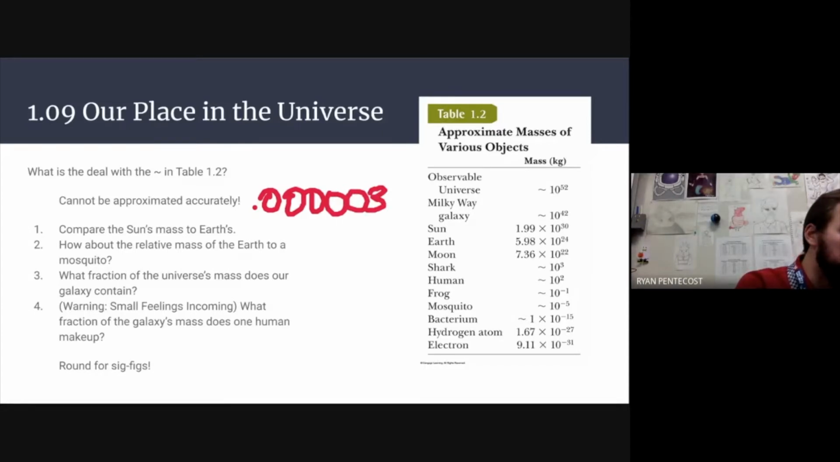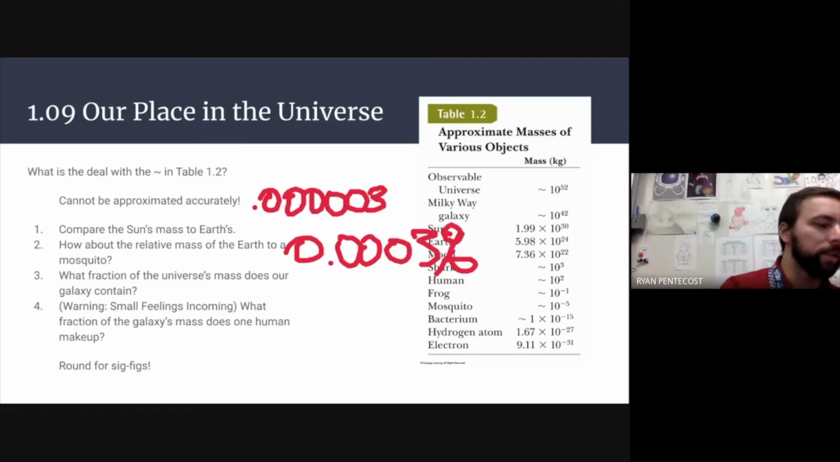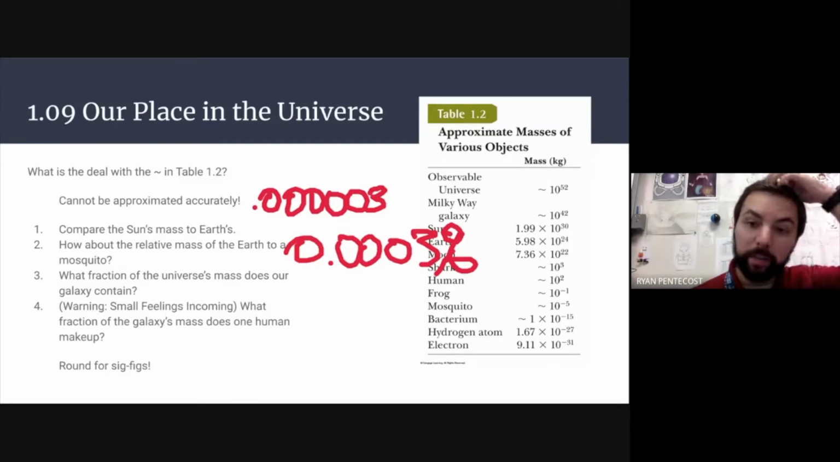So if we take out 2 zeros, that would be 0.0003%. And I know my penmanship sucks on this thing. I'll get better at it. But that is the percent of Earth's mass compared to the sun. It is 300,000th of the sun's mass. Pretty crazy ratio there.